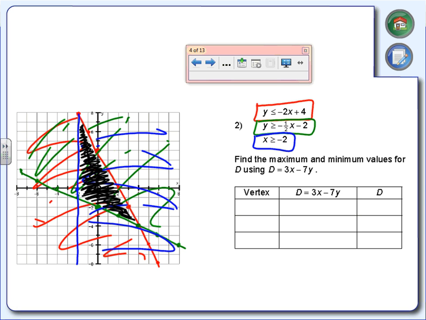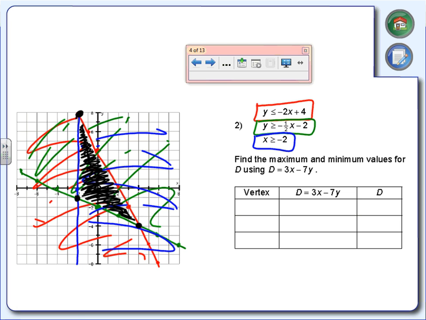This one happens to be a triangle, which is also going to give us three vertices, just like number one. This would be one of the vertices. Here's another one. And another. These 3 points are the points I need to write over here where it says vertex.